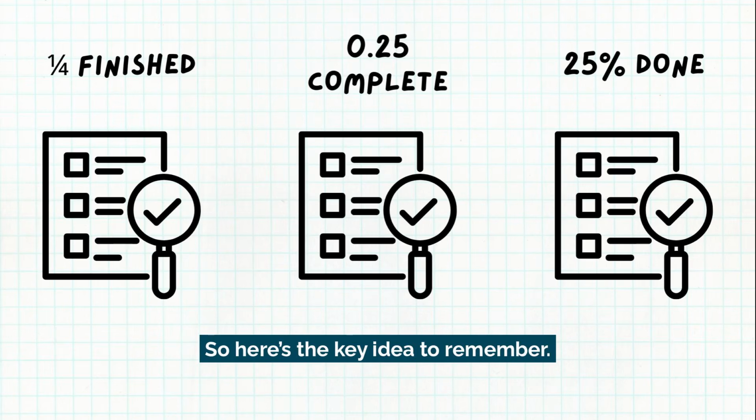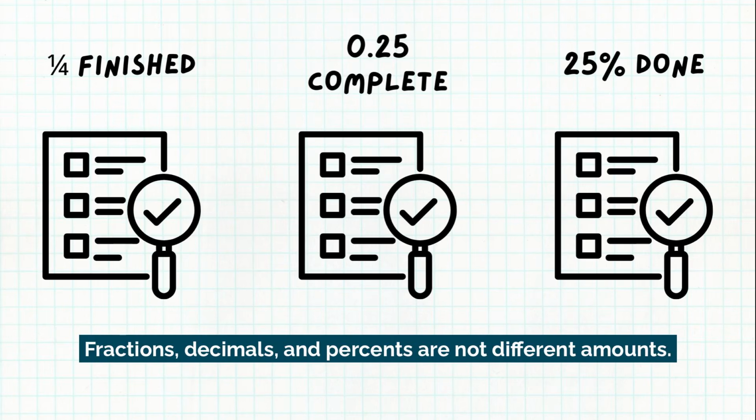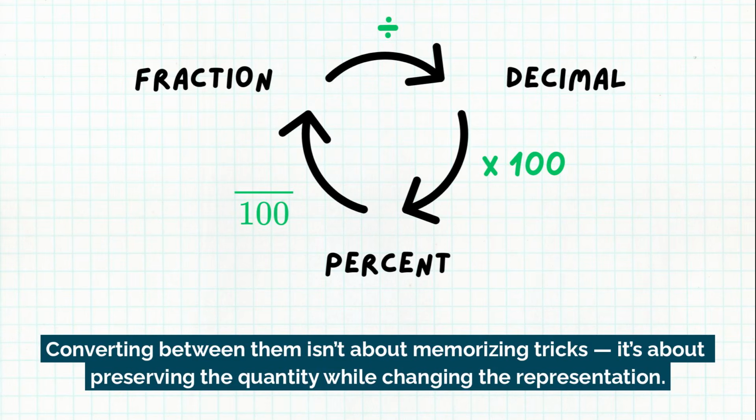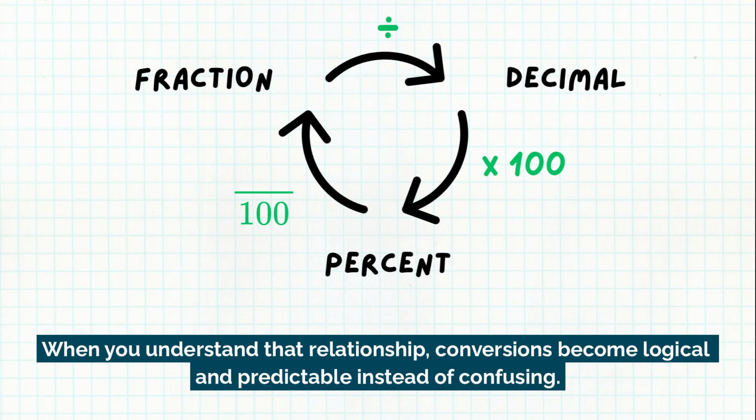So here's the key idea to remember. Fractions, decimals, and percents are not different amounts. They're different ways of writing the same value. Converting between them isn't about memorizing tricks. It's about preserving the quantity while changing the representation. When you understand that relationship, conversions become logical and predictable instead of confusing.